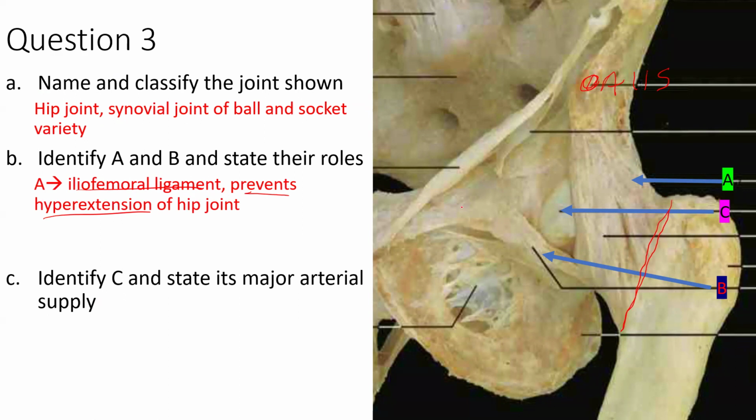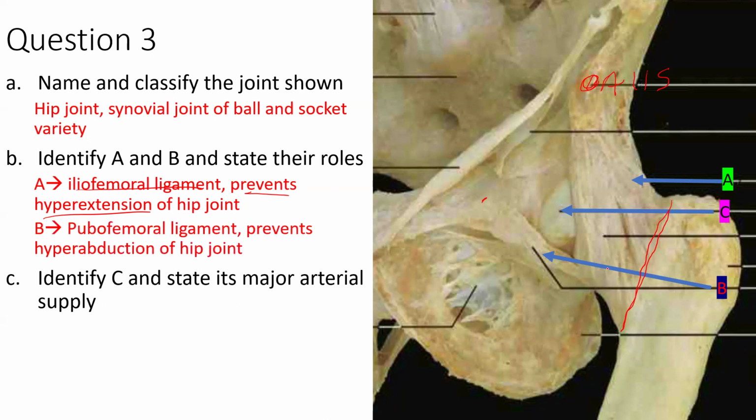Structure B, you can see it is attaching to the pubic eminence, the iliopubic eminence, which is there, the iliopubic eminence, and then it somehow blends with the capsule of the hip joint, and that is the pubofemoral ligament. Okay, the pubofemoral ligament, and the pubofemoral ligament prevents hyperabduction. Okay, hyperabduction of the hip joint. So identify structure labeled C.